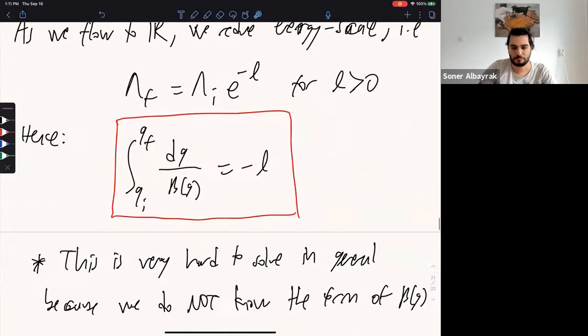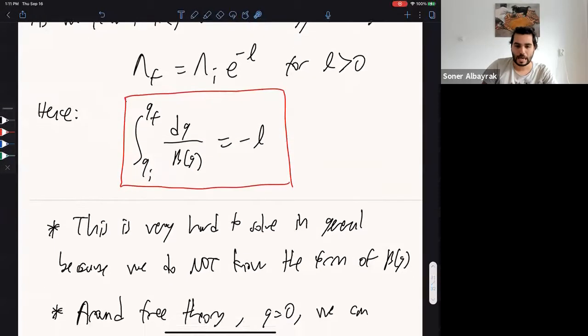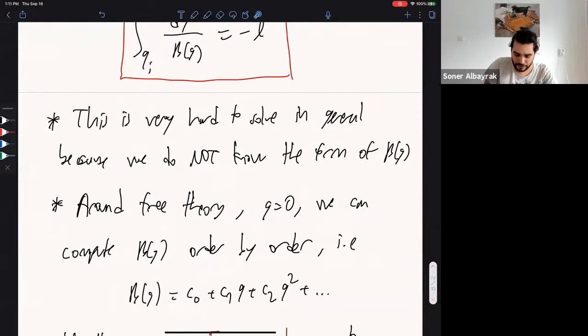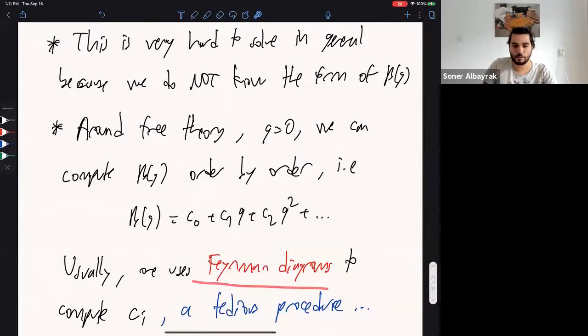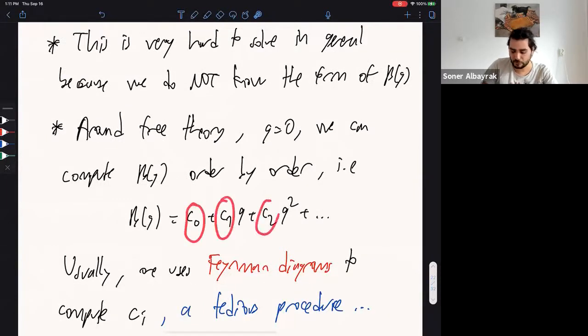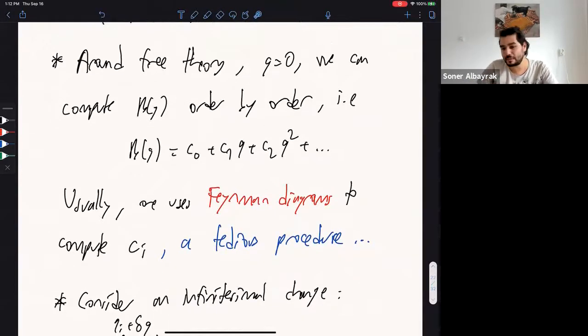Good. Now, this is very hard to solve. We cannot generally solve this. The beta function can be quite complicated. However, around the free theory, we can compute this beta function order by order in terms of small g. In fact, this is how people do this. They use Feynman diagrams to compute order by order the c0, c1, c2, etc. It's a very complicated procedure, but the end result is actually minimal. It's only true around the Gaussian fixed point. If there's a very complicated fixed point somewhere else, this really doesn't work. It's a tedious procedure, but it does work.